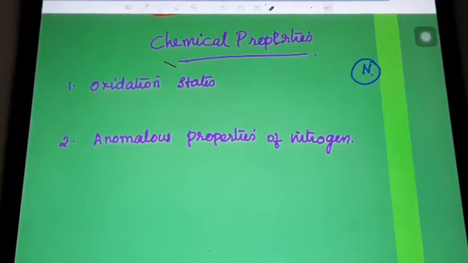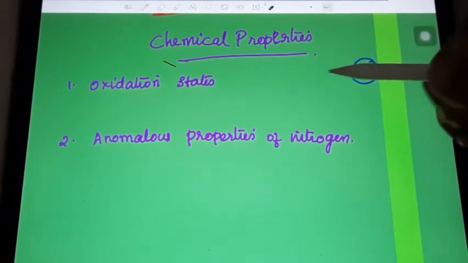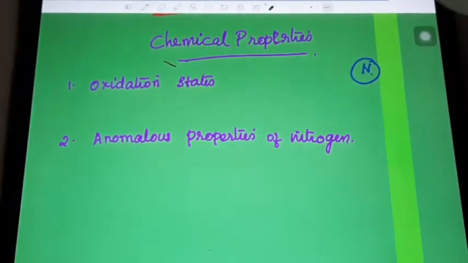Hi children, today I am going to discuss the chemical properties of p-block elements, especially group 15 elements. In this session, I am including the oxidation states of group 15 elements and also the anomalous properties of nitrogen.